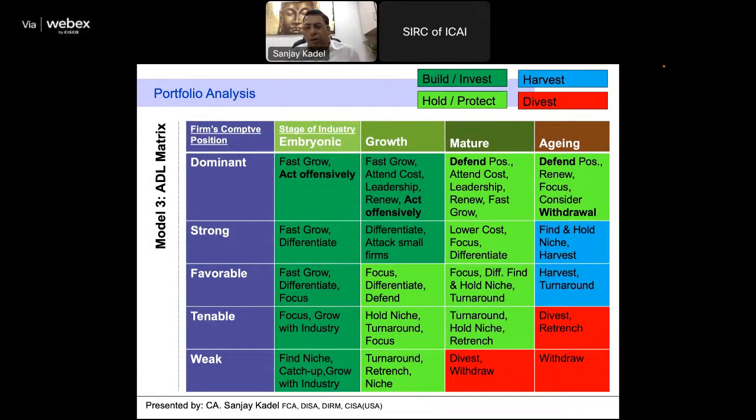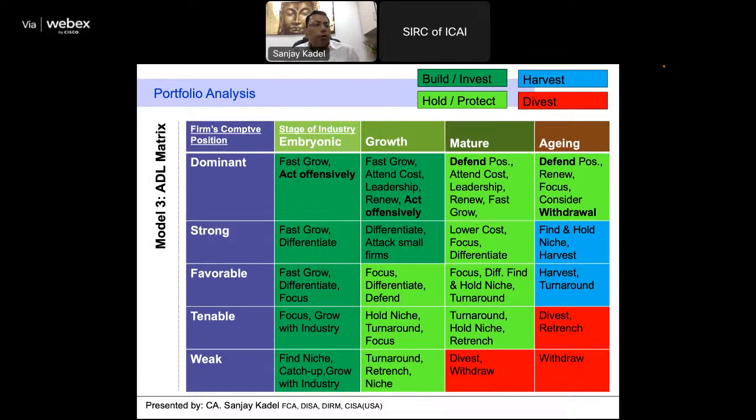ADL, Arthur D. Little. So according to Arthur D. Little, what he does is on the left side he plots firm's competitive position, which can be either dominant, strong, favorable, tenable, or weak. So instead of saying high market share or low market share, he is giving variants, 5 variants. What are the 5 variants? Dominant, strong, favorable, tenable, and weak. Stage of industry on the top side. What are the stages of industry? Embryonic, growth, mature, and aging.